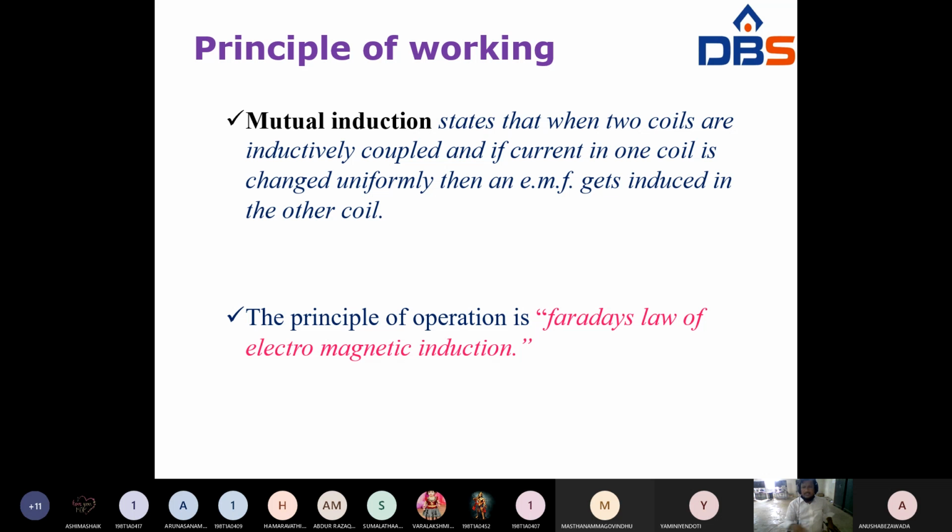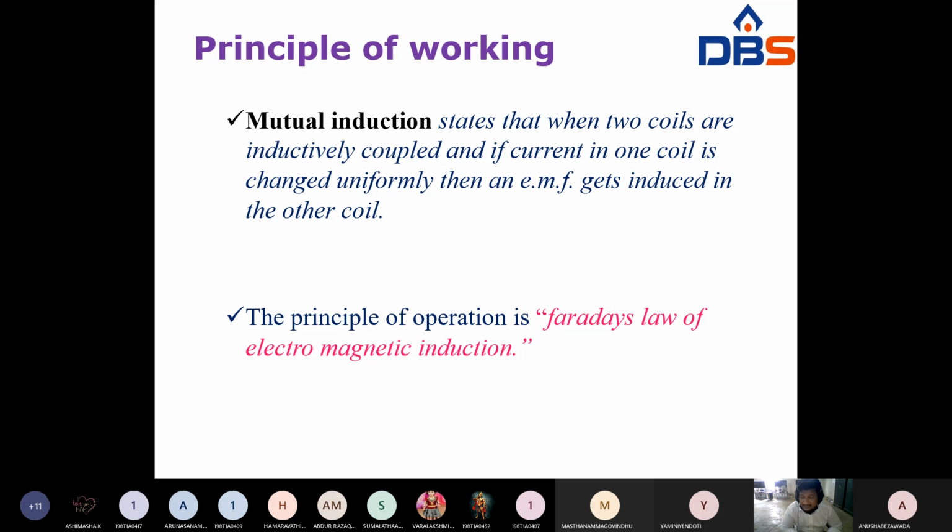Now the principle of working of a single phase transformer. Otherwise, explain the principle of operation of a single phase transformer. Generally, the transformer is a static device which transfers energy from one circuit to another circuit without change in frequency, with change in voltage and current, right? And it works based on the mutual induction principle.